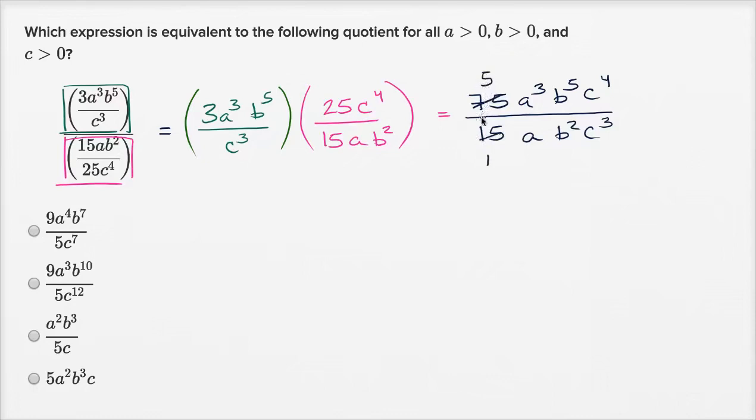So immediately, if I was under time pressure, I would just stop there and say, hey, look, the only one of these choices that has only a 5 out front is this choice right over here. So I'm feeling pretty good about it. But I could continue to simplify it.